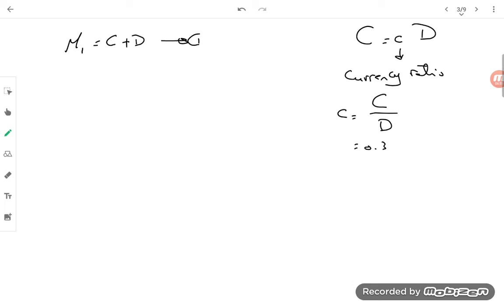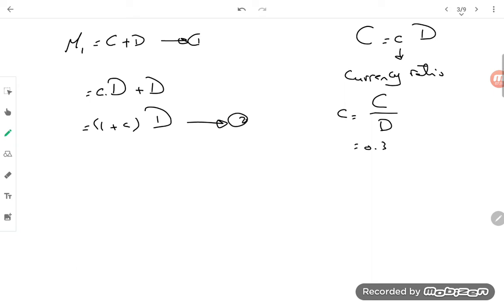So now we can substitute this equation into the original M1 equation. So we can write it as small c multiplied by D plus D equals M1. Now we can take D as a common factor, so we can write it as 1 plus small c, times D. And this is number 2.